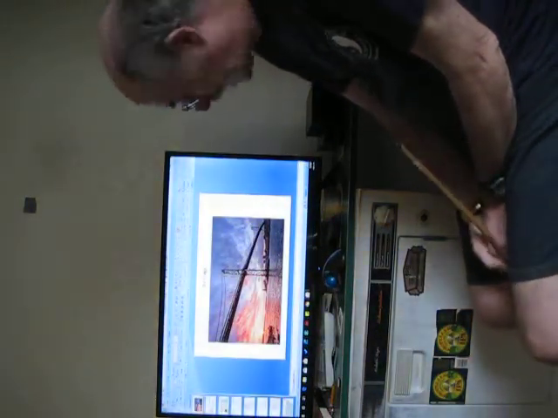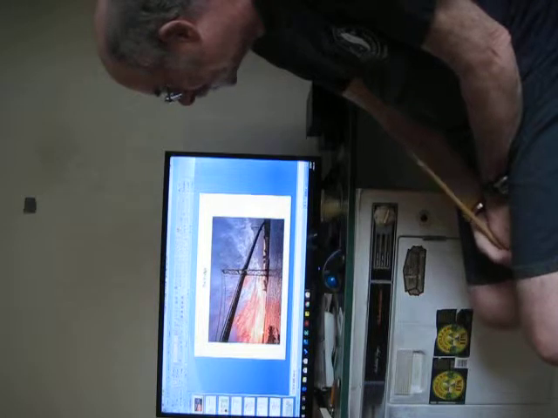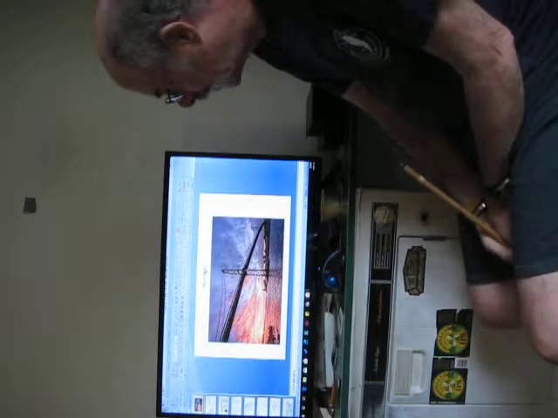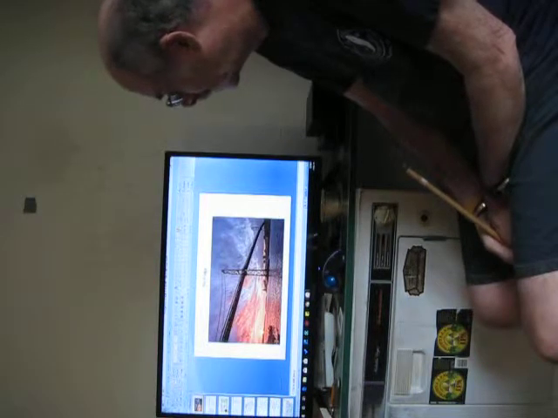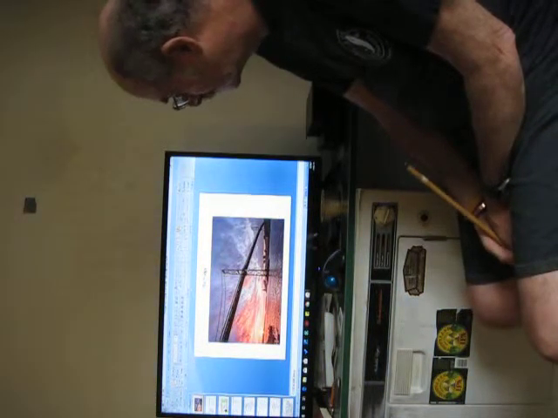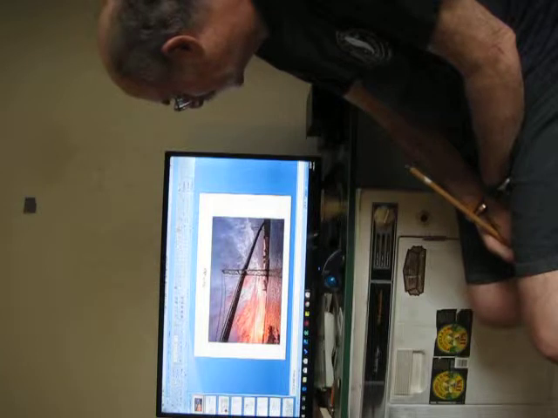This is a practical demonstration of what happens when you use 4 or 5 learning strategies in a cohesive unit. The title of the unit is The Bridge.